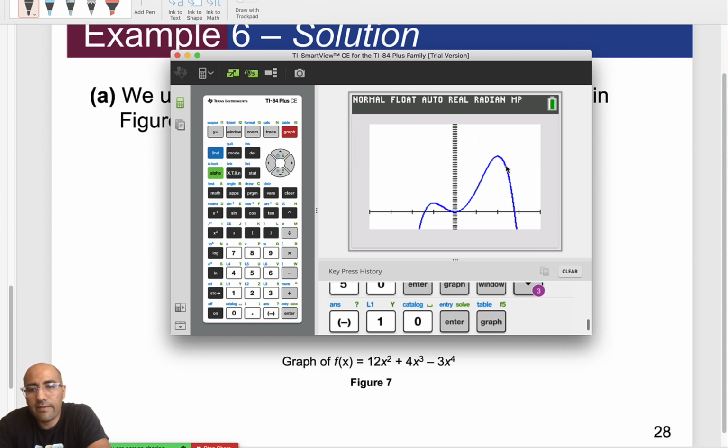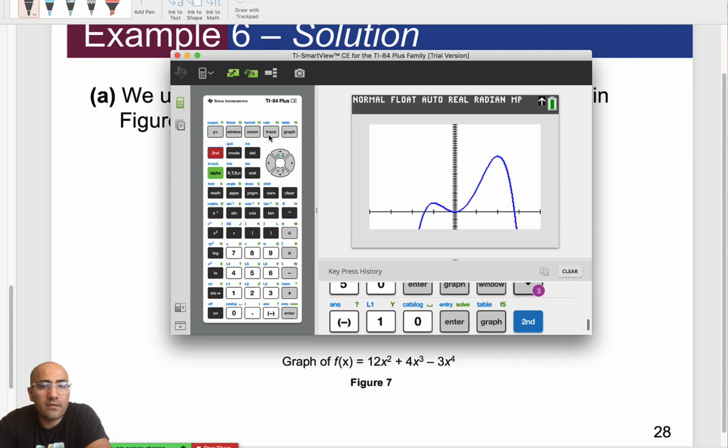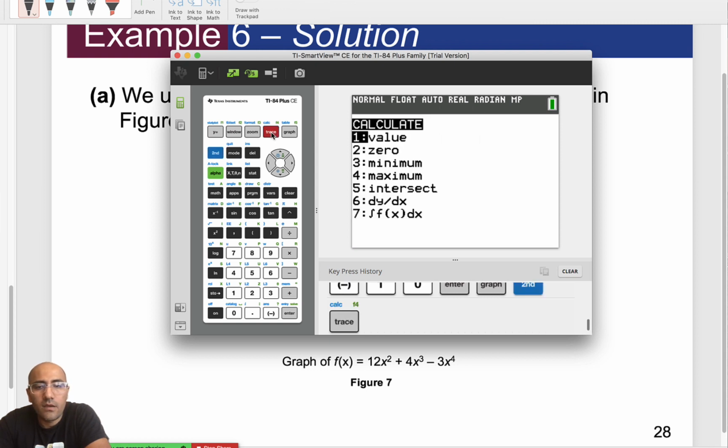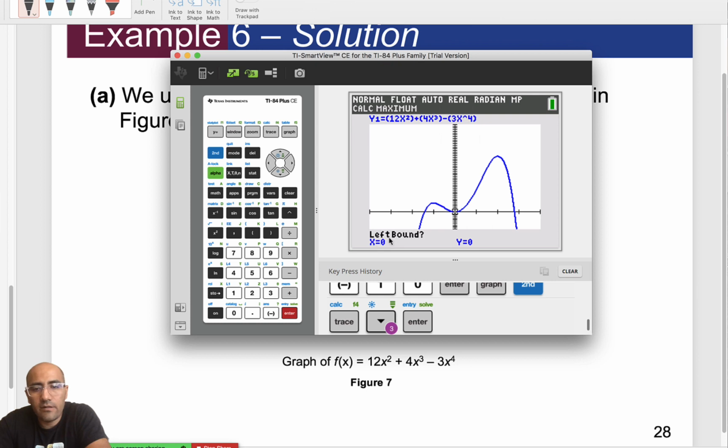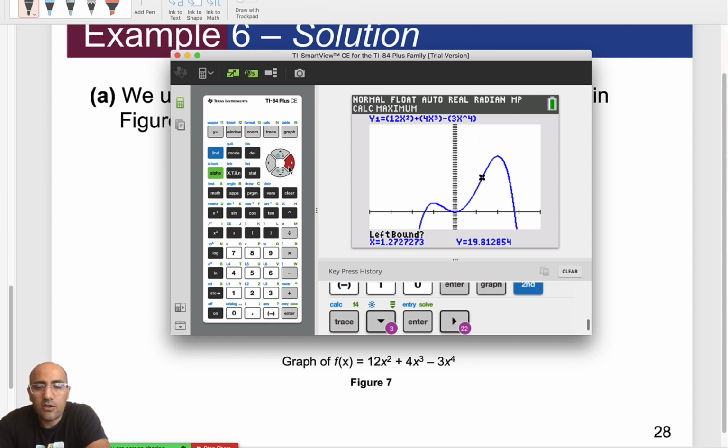So how do we find that maximum value? We're going to use this calculate button again. Second, calculate. And you see how it says maximum? We want to go down to where it says maximum. Maximum, hit enter, and now follow the instructions. It says left bound, and then it's going to say right bound. So you want to travel with your arrows along the curvature, and you want to stay somewhat close to where you want to find the maximum value, but to the left of it.